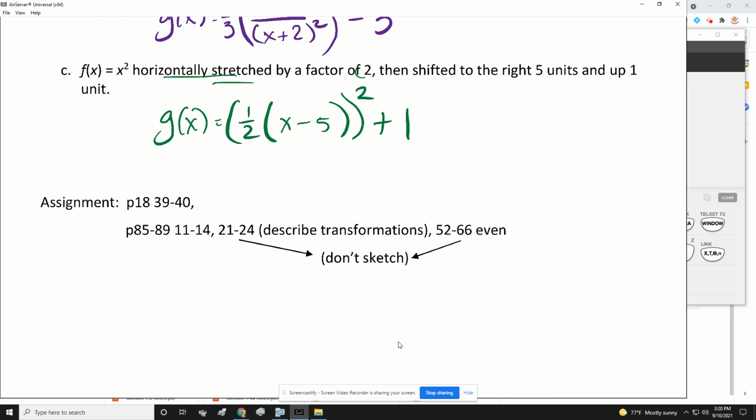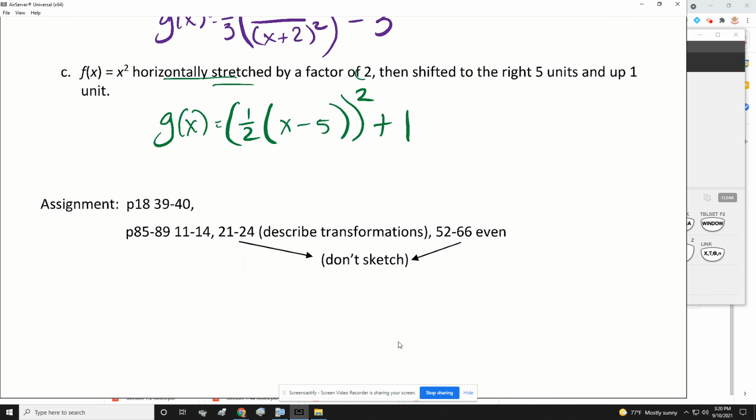Okay, so your assignment comes from a lot of pages. I hope it doesn't get too confusing. And I want you to not worry about sketching. So if the directions say sketch, then just describe the transformations instead.